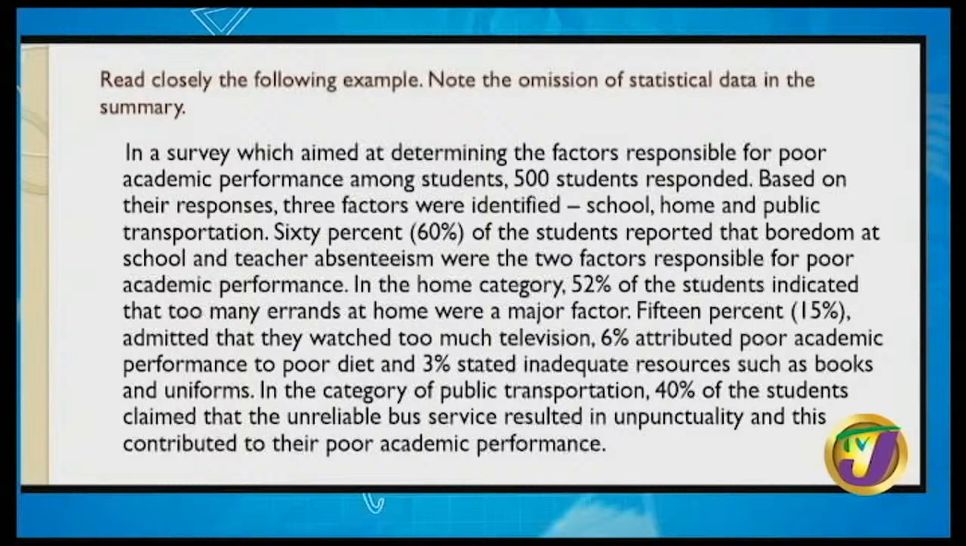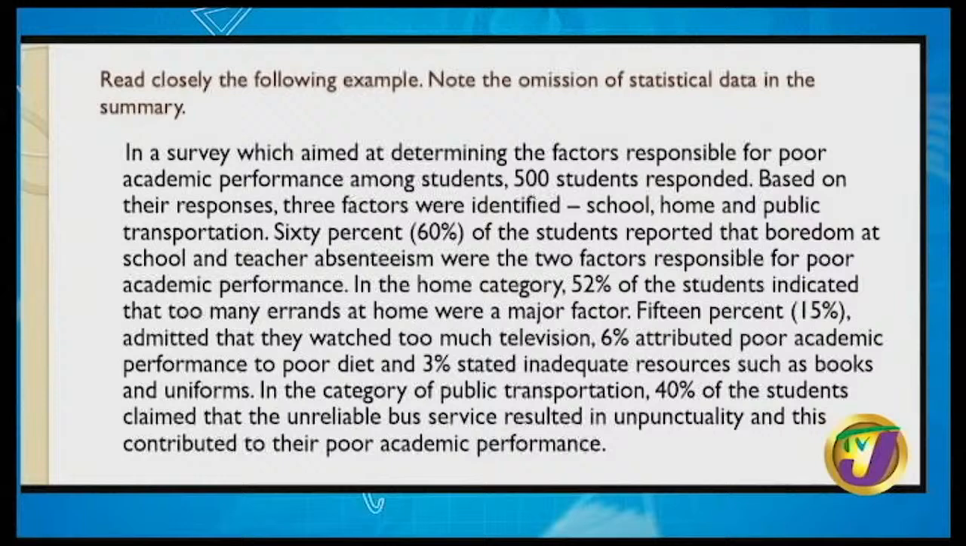In a survey which aimed at determining the factors responsible for poor academic performance among students, 500 students responded. Based on their responses, three factors were identified: school, home, and public transportation. 60% of the students reported that boredom at school and teacher absenteeism were the two factors responsible for poor academic performance. In the home category, 52% of the students indicated that too many errands at home were a major factor. 15% admitted that they watched too much television. 6% attributed poor academic performance to poor diet, and 3% stated inadequate resources such as books and uniforms. In the category of public transportation, 40% of the students claimed that the unreliable bus service resulted in unpunctuality, and this contributed to their poor academic performance.